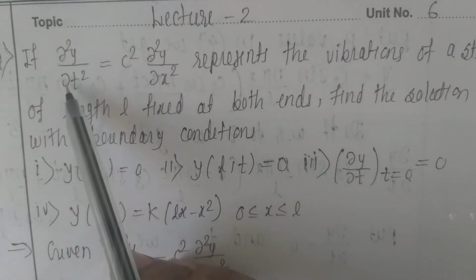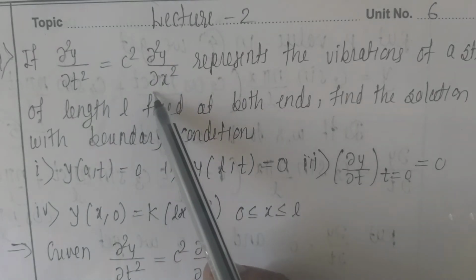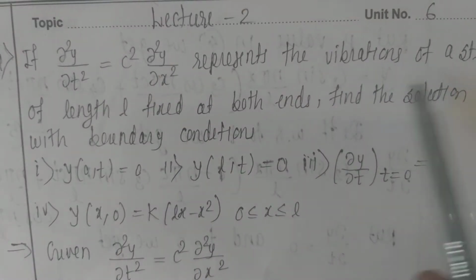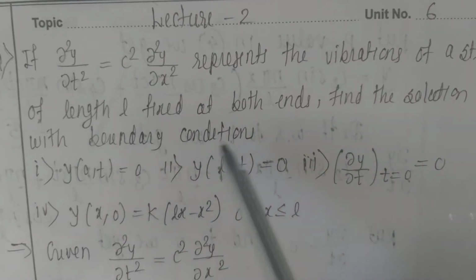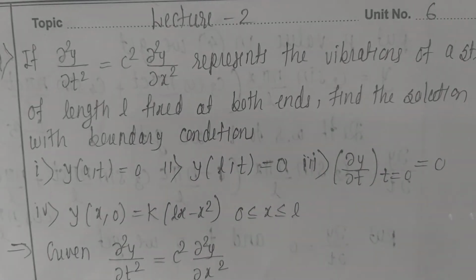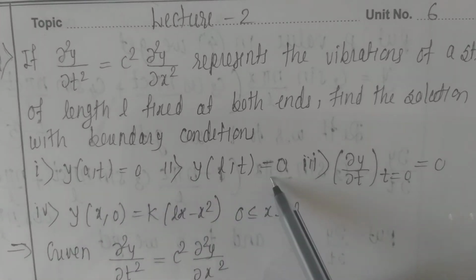So first example: if del 2y by del t square is equal to c square del 2y by del x square represents the vibration of a string of length L fixed at both ends, find the solution with boundary conditions. First boundary condition is y of 0,t is equal to 0 and y of L,t is equal to 0.